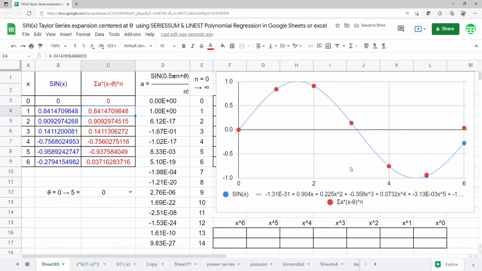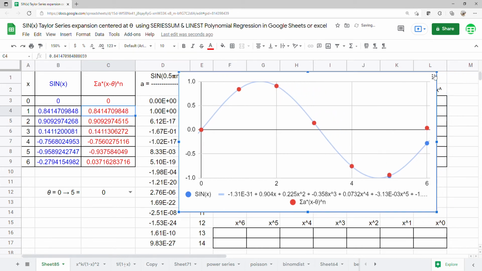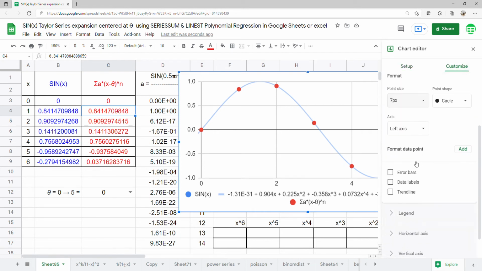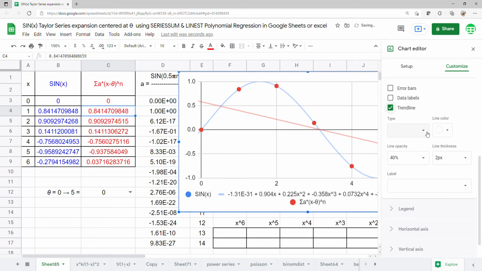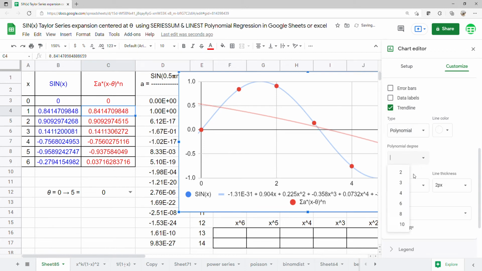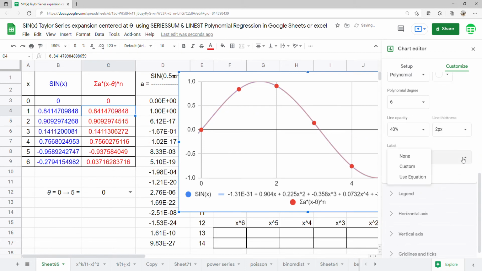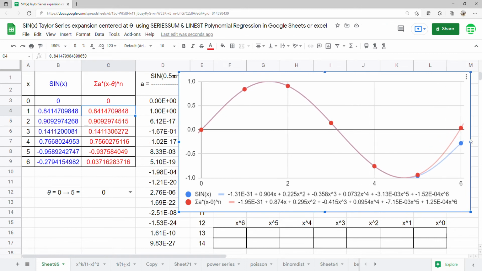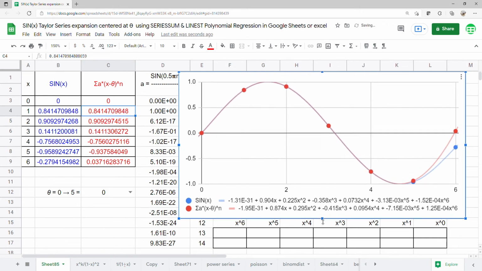But there's no polynomial, so we added the chart to show the polynomial. Series, trend line, polynomial to the 6th degree, and the equation is the legend, the label. So here we have the trend line and polynomial. In red, the expansion, and in blue, which is the function sine. There's a bit of an error because this is only an approximation.